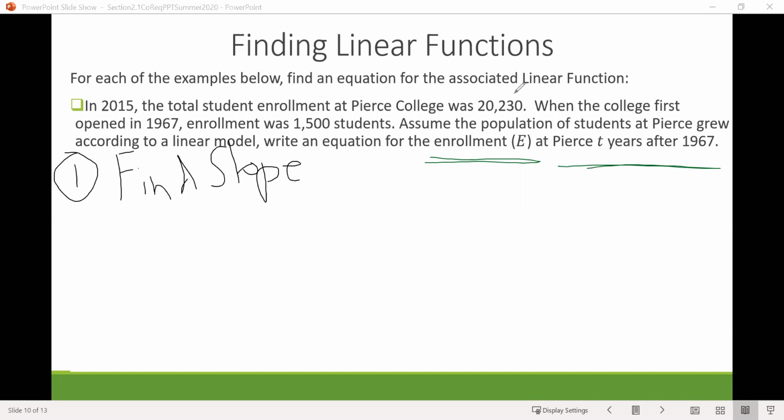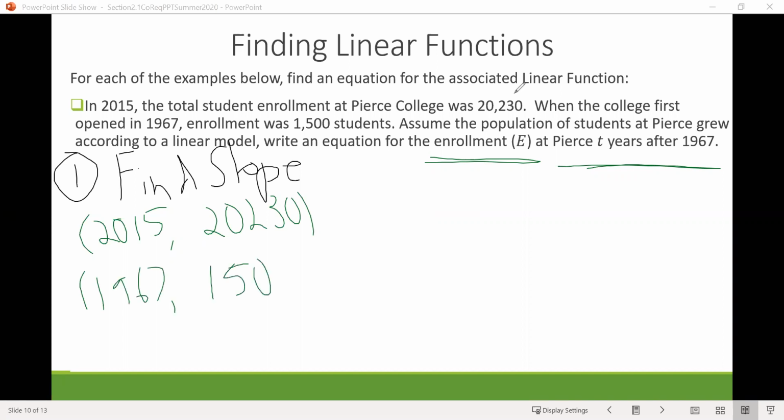Would it make sense to input enrollments and output years? Would it make more sense to input years and output the enrollment? I think it makes more sense to do the years as the input, so say 2015, and then the enrollment as the output. So for example, we'd have (2015, 20,230). And for the other one, we'd have (1967, 1,500). Okay, so those give us some points.